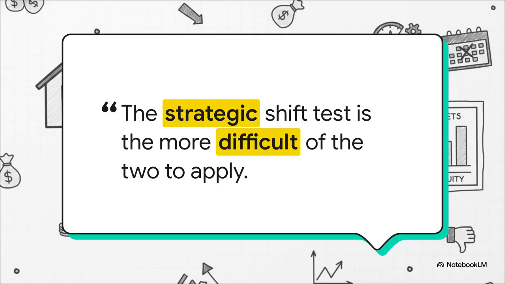And I want to issue a serious caution here, right from the source material. The strategic shift test is, for sure, the more difficult of the two to apply in practice. Small disposals, even if they're legally separate subsidiaries that perfectly pass that first component test, they often fail this second bar. You always have to ask yourself, does this exit actually change the nature or shape of the business? And because this is highly subjective territory, you must document your judgment clearly and thoroughly.